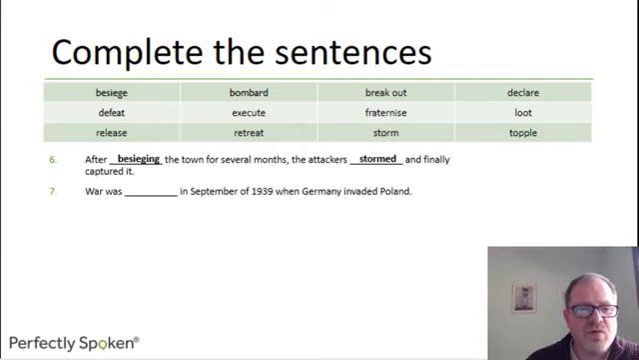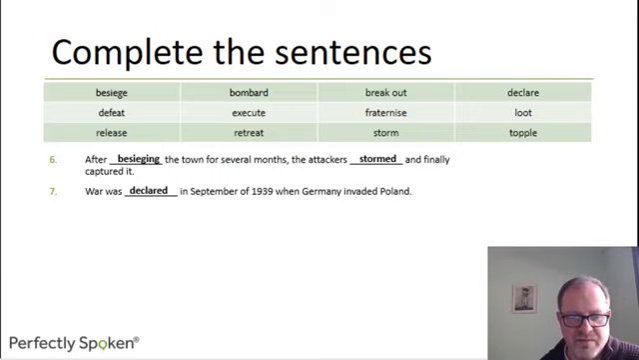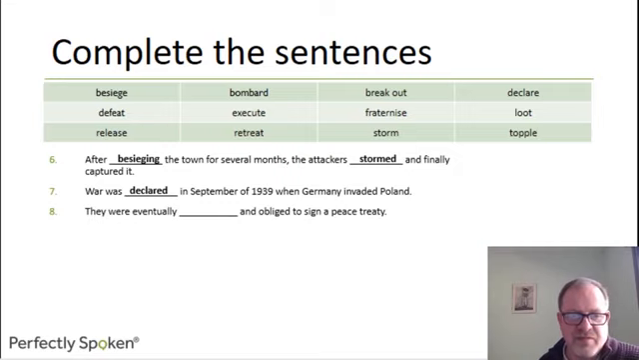Number 7. War was something in September of 1939 when Germany invaded Poland, or was declared. You declare war on your enemy. Number 8. They were eventually something and obliged to sign a peace treaty. They were eventually defeated. They lost, so they were defeated, as opposed to win.